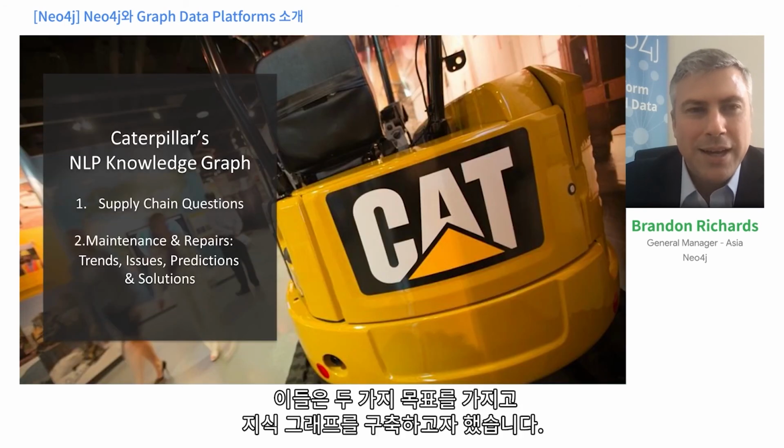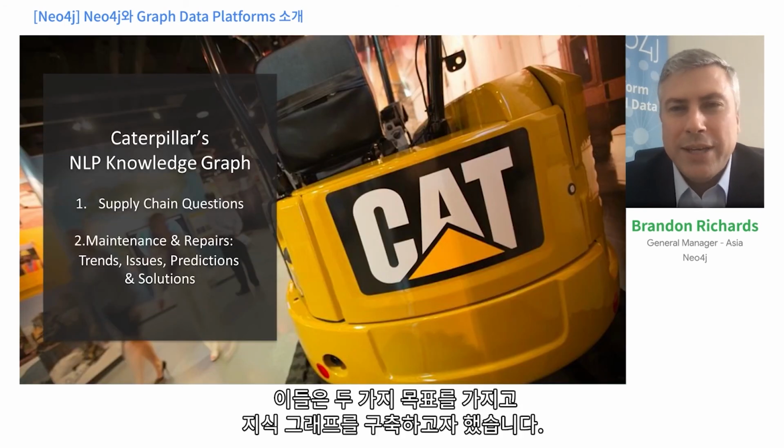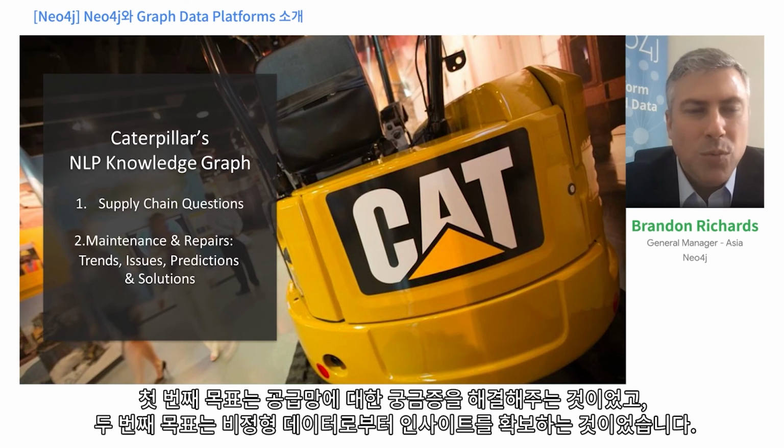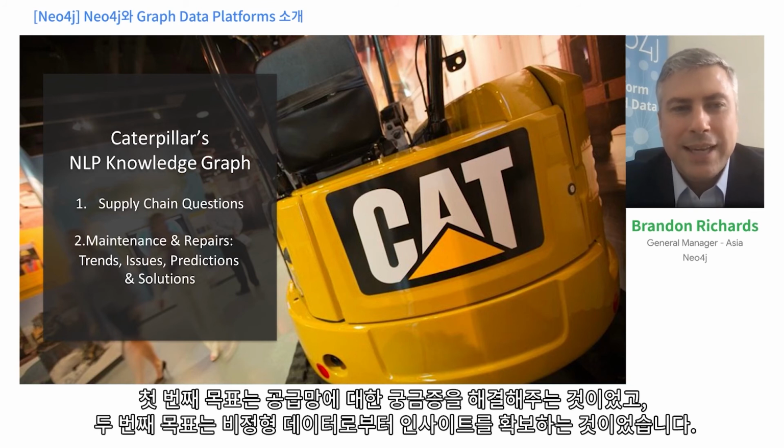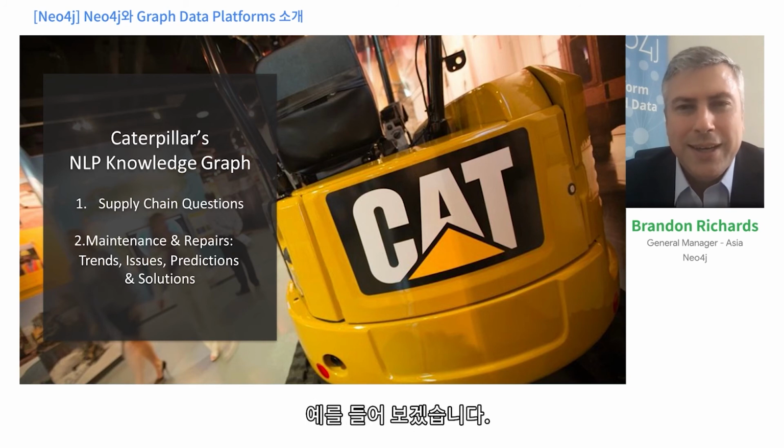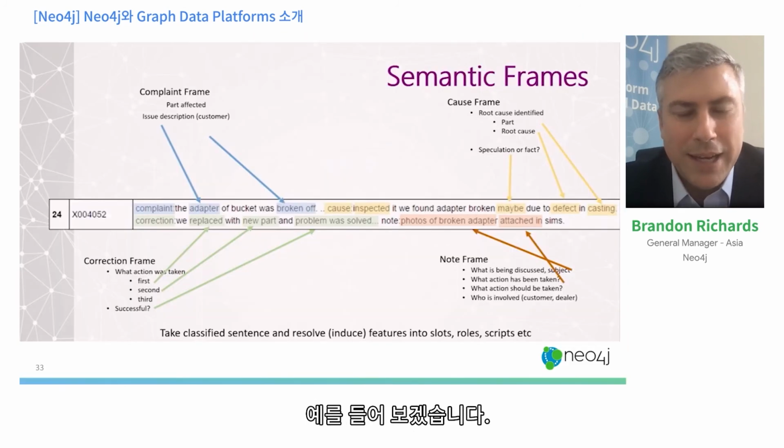They had a knowledge graph that they wanted to build, and they had two objectives. One was they wanted to be able to answer any supply chain question that someone might have. And secondly, they wanted to be able to get some insight from some unstructured data. And I'll give you an example of that.